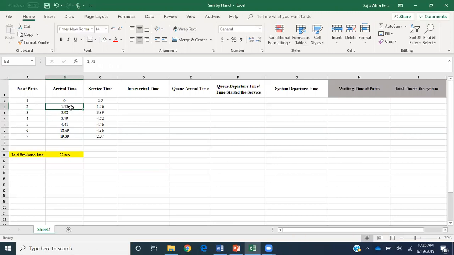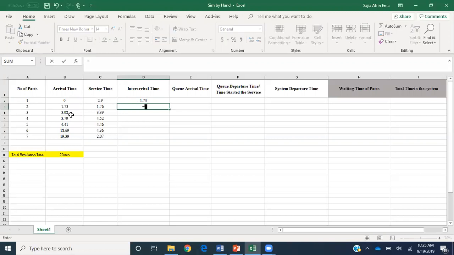So part 2 is arriving at 1.73 minutes. When did part 1 arrive? At 0 minutes. So what is the inter-arrival time? It should be the arrival time of part 2 minus arrival time of part 1. So let's say part 1 in this system arrived at 0 minutes. And exactly after 1.73 minutes, part 2 will arrive.